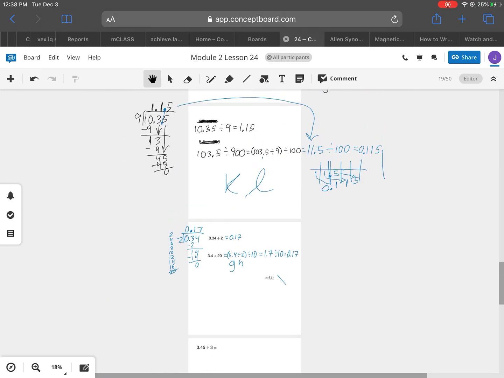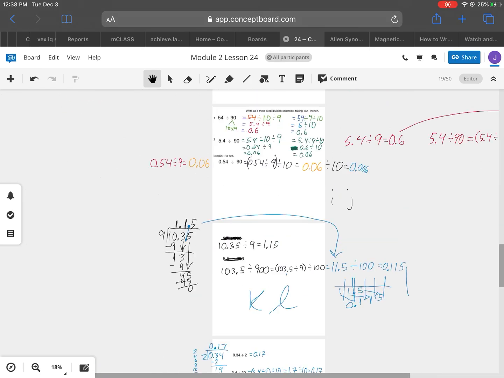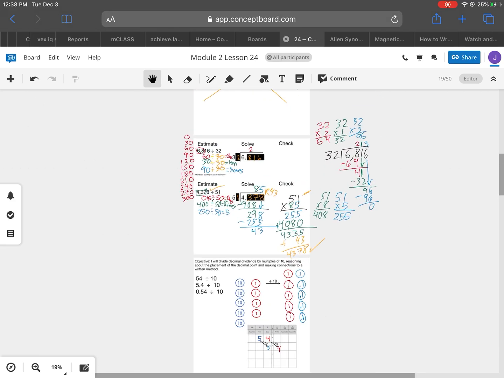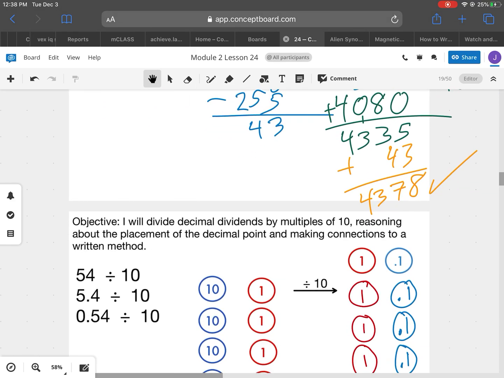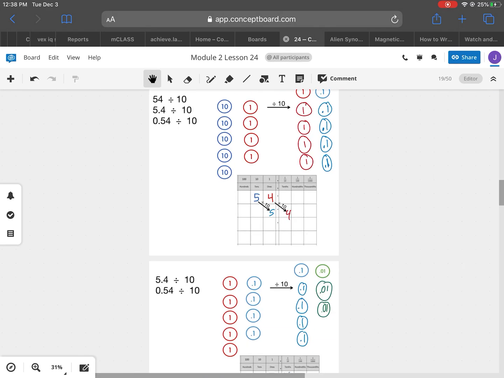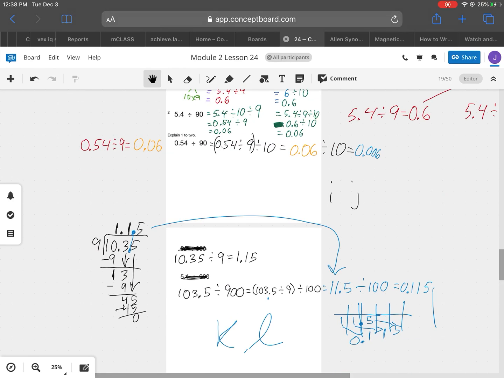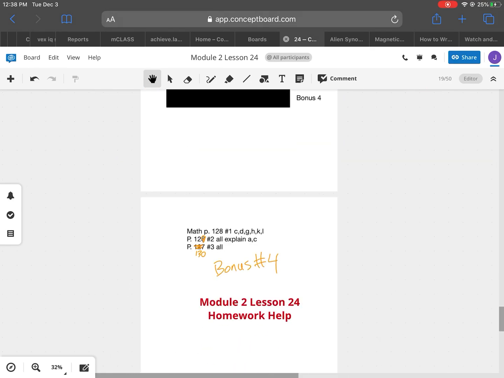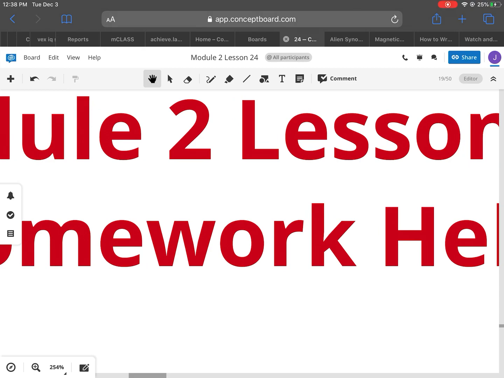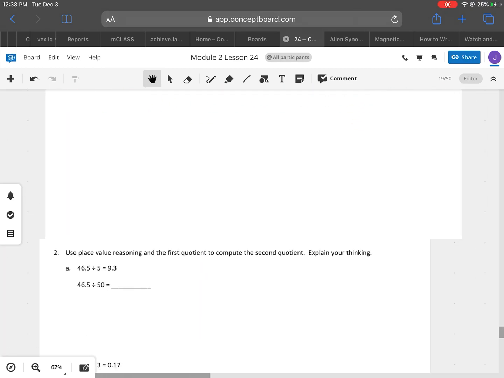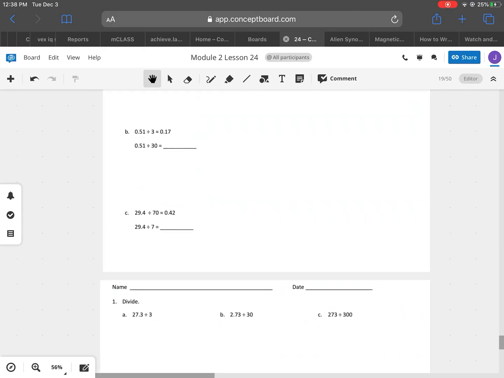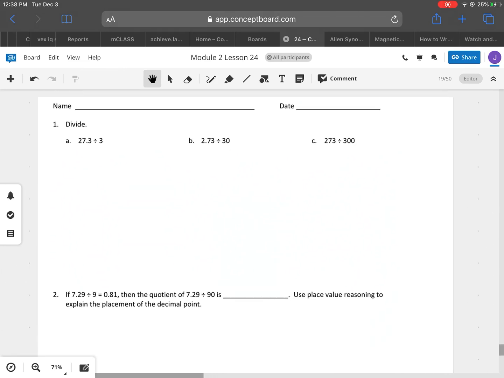Okay, so we're basing it on, let's look at the objective. I will divide decimal dividends by multiples of 10, reasoning about the placement of the decimal point and making connections to a written method. Alright, so let's get started with the homework help. I'm going to skip this page for now and I'll come back to it after.